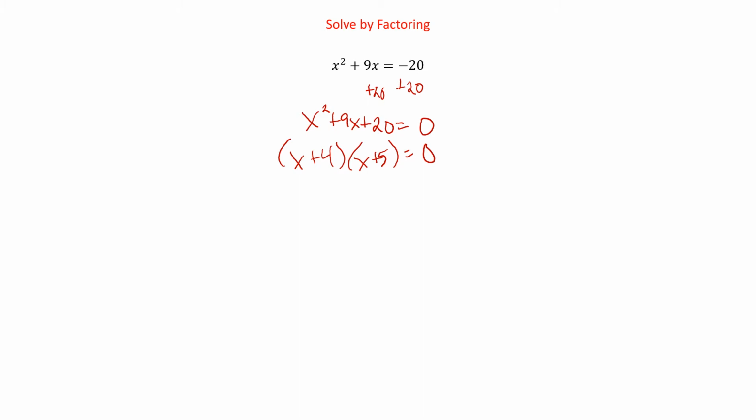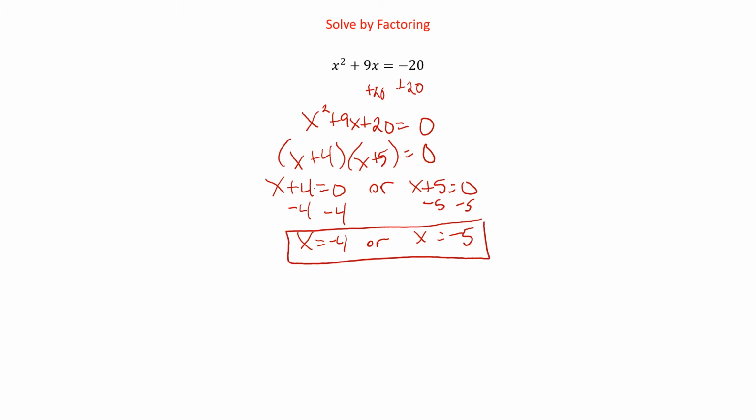We have something times something equals 0. That means either x plus 4 equals 0 or x plus 5 equals 0. We can subtract 4 from this one to get x equals negative 4, or we can subtract 5, x equals negative 5. There's our two solutions.